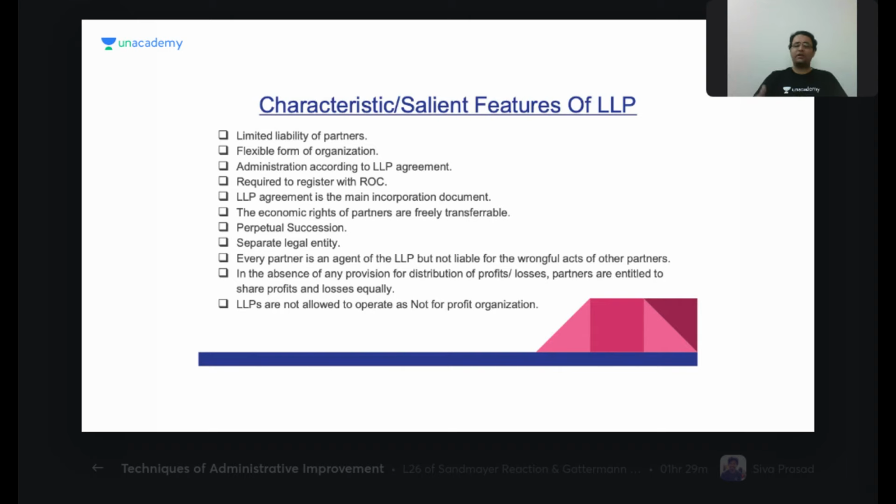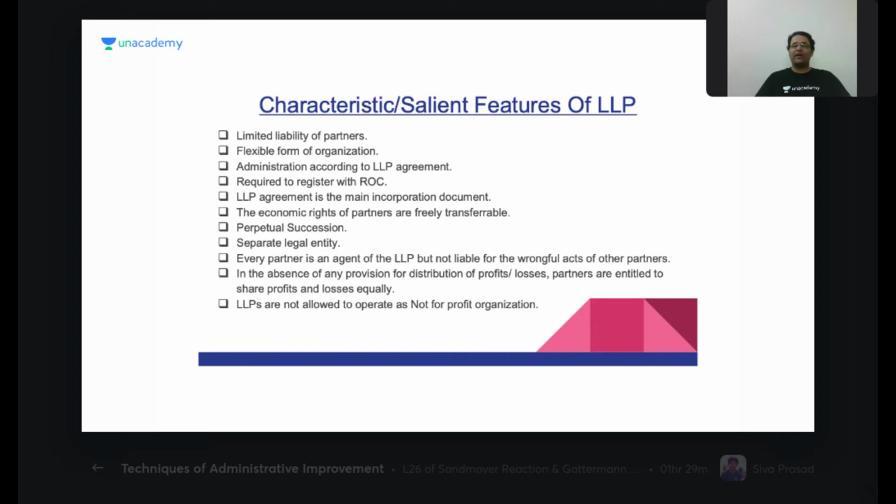Yes, what you're saying is right. Now let me explain to you how it is not going to end. What Shiv has explained is right. A perpetual succession simply means it's not going to end. Now let me explain with the help of a few examples how the life of an LLP is normally not going to end in the near future.